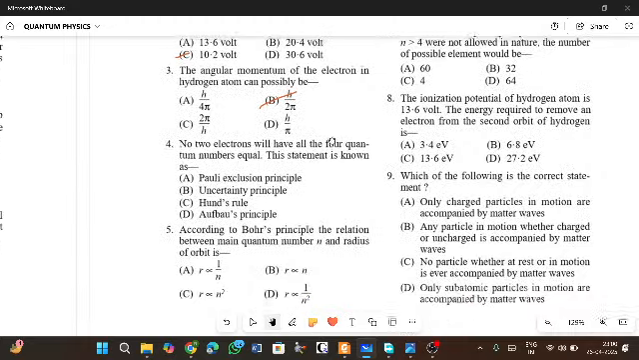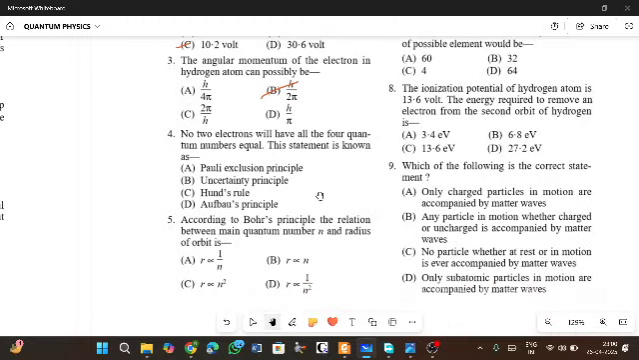Okay. No two electrons will have all four quantum numbers the same. This is nothing but Pauli's exclusion principle, which is known to everyone. Once you do physics, obviously you can't escape from Pauli's exclusion principle, right?